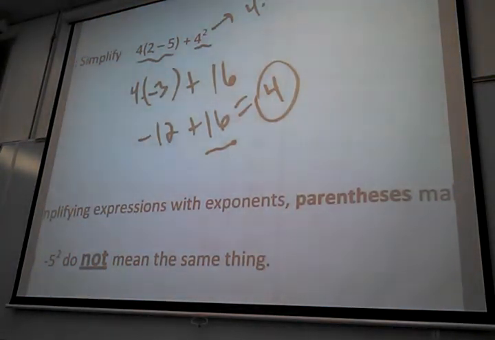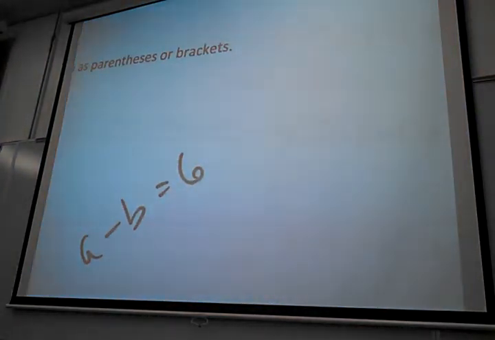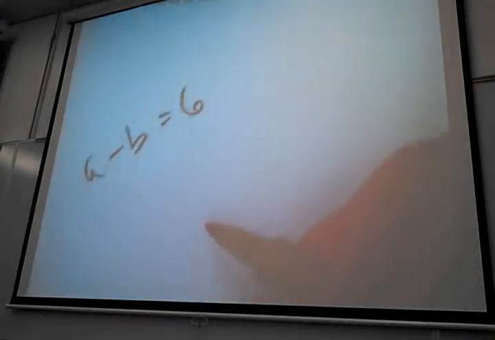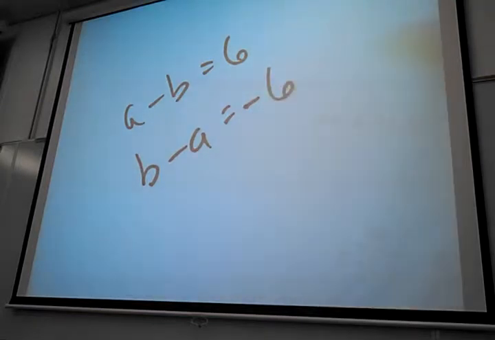Well, we know that 5 minus 2 is 3. So 2 minus 5 must be the opposite. It must be negative 3. Does that make sense? So if I know two numbers subtract to be 6, if A minus B is 6, can anybody tell me what B minus A is? Well, negative 6.